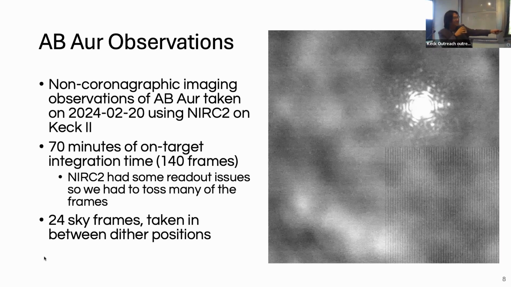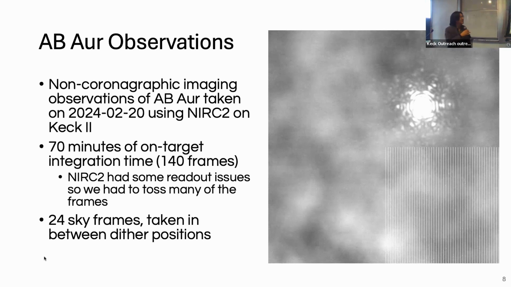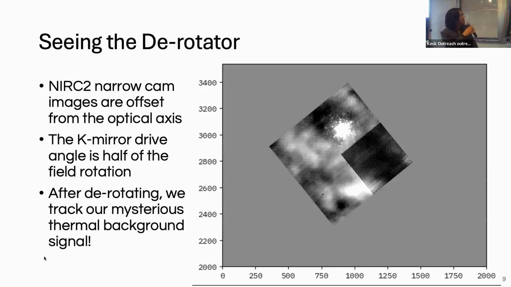There's literally something underneath this moving. And after discussion with many of my peers, we came to the conclusion that this was actually the D-rotator on the AO bench. So we were actually seeing that moving background underneath was the D-rotator.